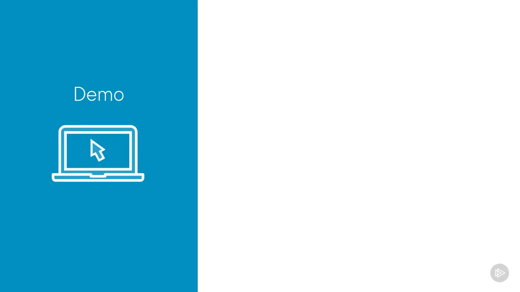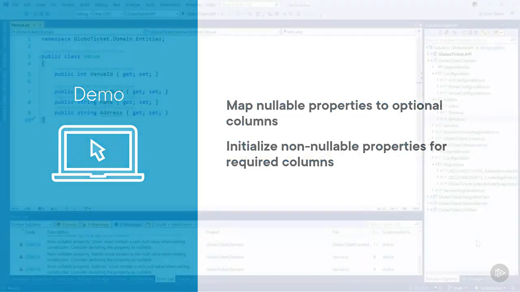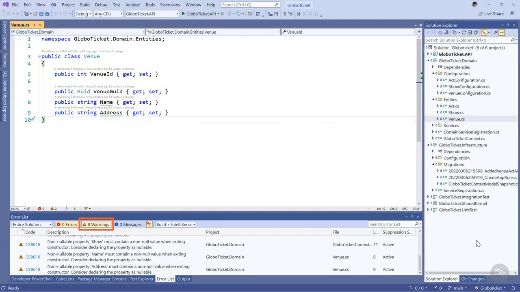Carlos is ready to take care of some of those compiler warnings. First, he'll focus on the nullable and non-nullable columns. He'll map nullable properties to optional columns, and then he'll initialize non-nullable properties for required columns. Carlos currently has 8 warnings, and 2 of them are related to the Venue entity. Both the Name and Address properties are non-nullable, but yet not initialized. The warning recommends that he consider declaring them as nullable, and that makes sense for the address. Carlos wants the address of a venue to be optional. So when he declares Address to be an optional property, one of the warnings goes away.